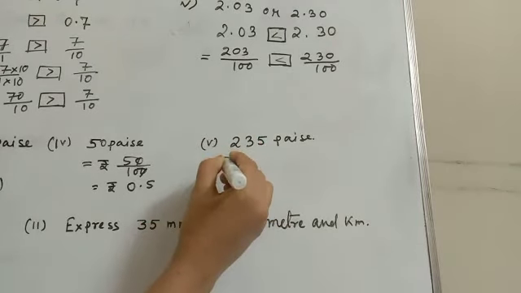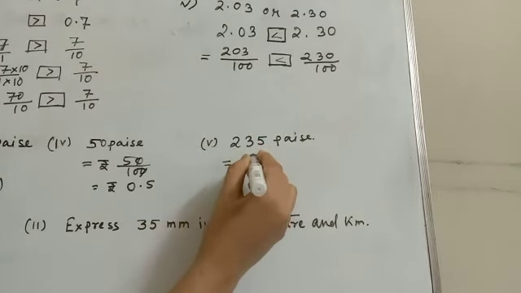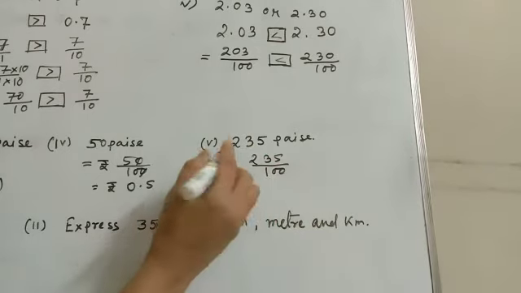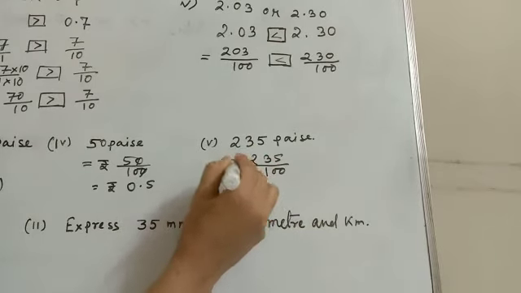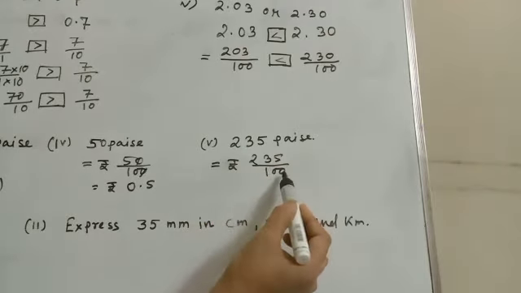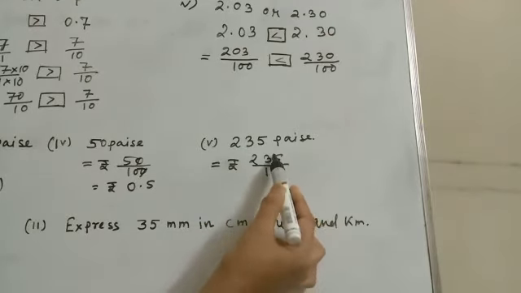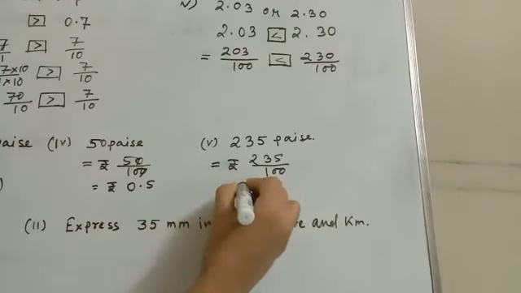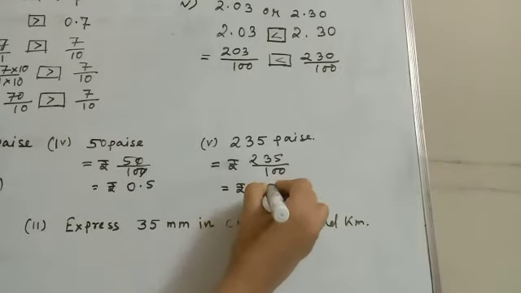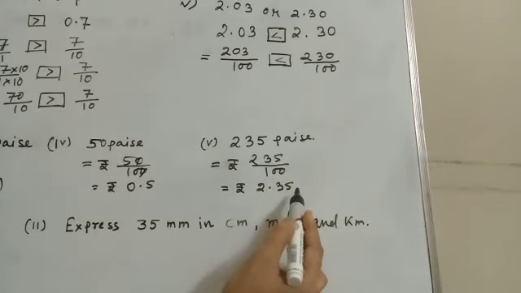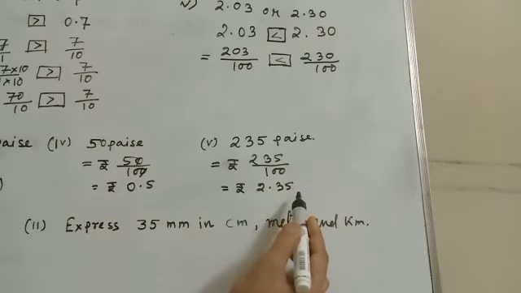235 paise. As we are converting into rupees, so 235 by 100 rupees. When you are converting into decimal, 2 places of decimal, so the point will move 2 places. So the result will be rupees 2.35, 100 place of decimal. This is the answer. Next question, question number 3.